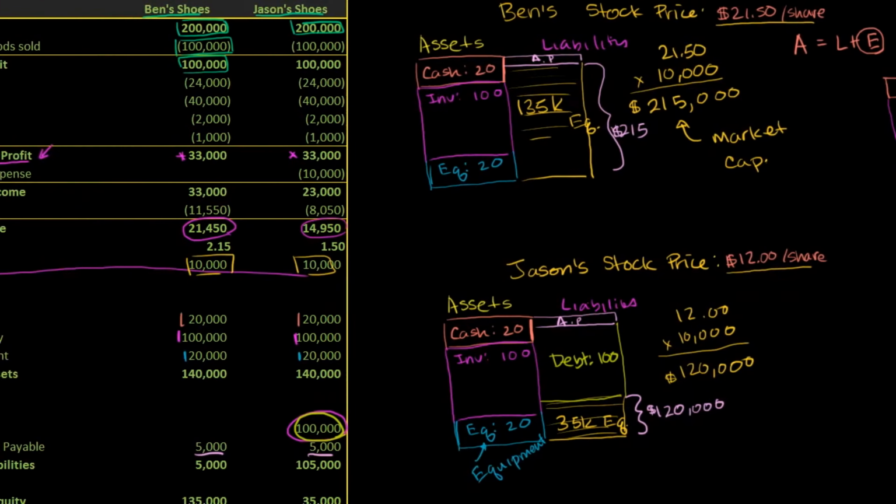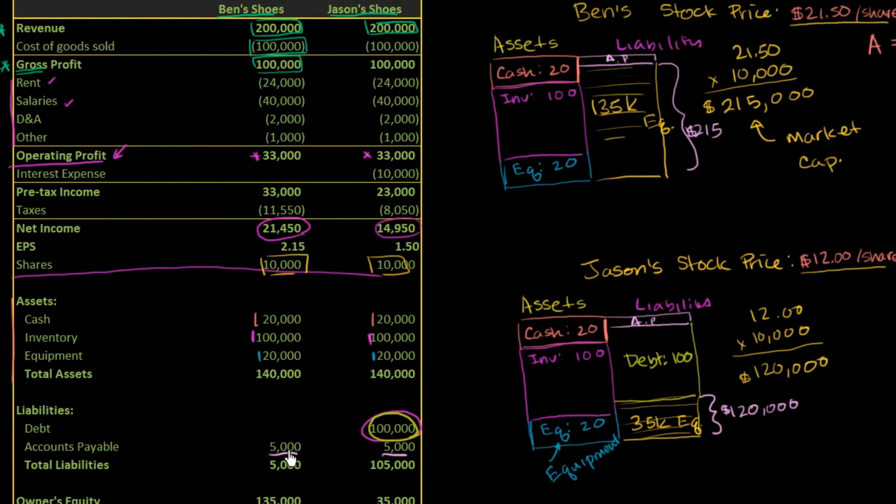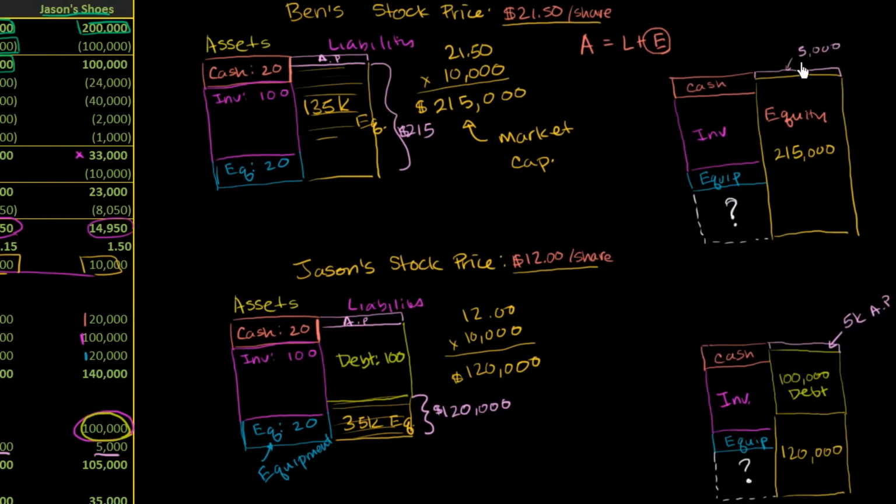So let me show you that right over here. He had this $5,000 in accounts payable, also depicted over there. So the only liability is this $5,000. So the liabilities plus the equity in the case of Ben's company is $215,000 plus $5,000. So this piece right over here is $220,000. Now, you might remember from previous videos that the book value of the assets in Ben's company is only $140,000: $20,000 of cash, $100,000 of inventory, and $20,000 of equipment.